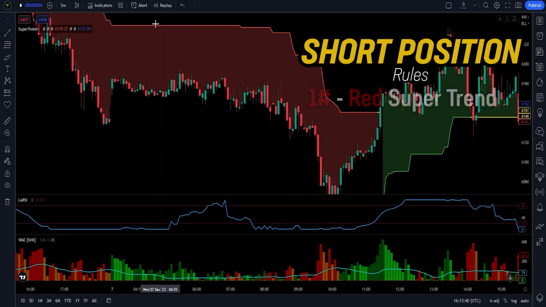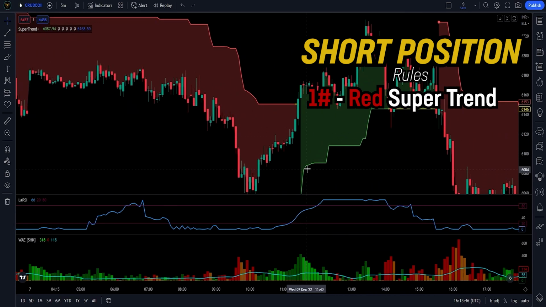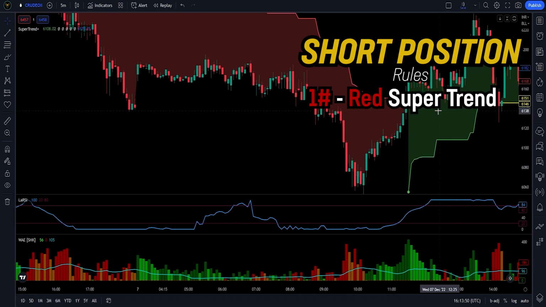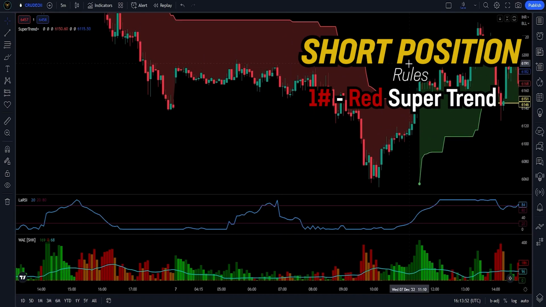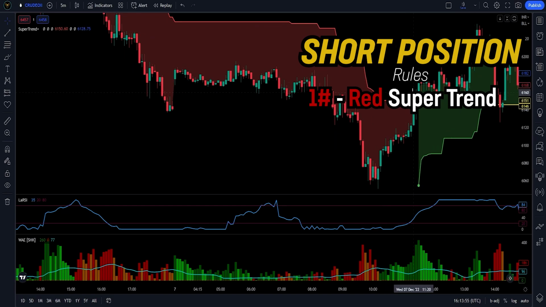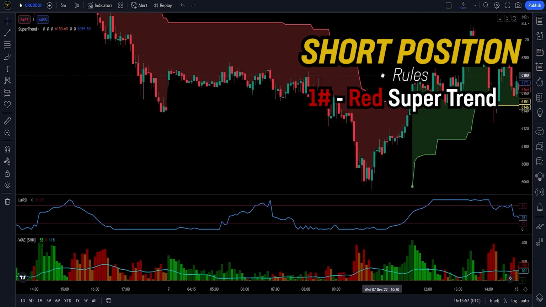Rule number 1, red super trend line. In our long trade strategy, we set a rule that the super trend line, as well as the area, must be green colored, but in short trade, this rule is reversed, so the area and the line must be red colored. The line can be colored yellow as well, and just like in long trade, we cannot enter a short position while this is the case.